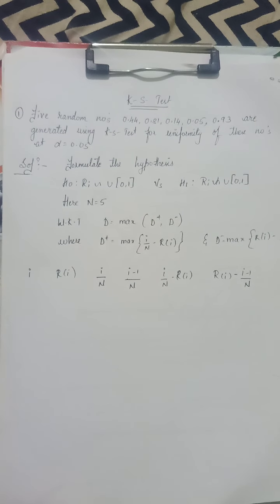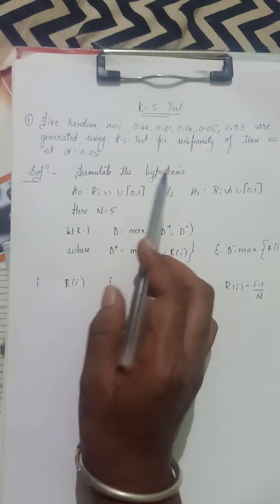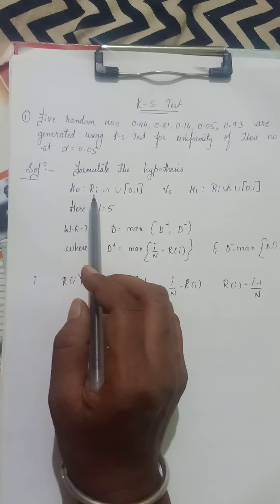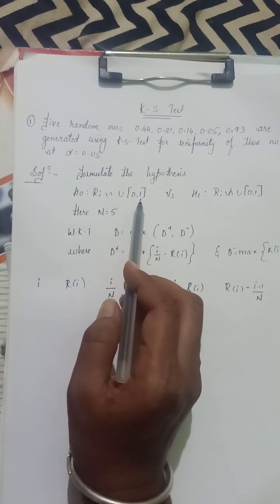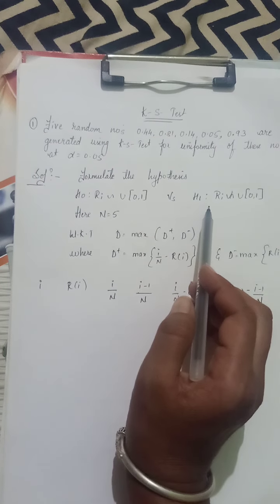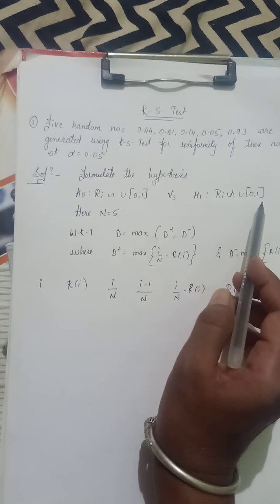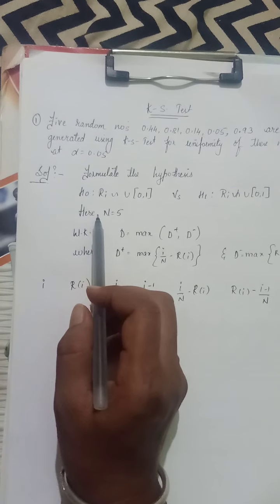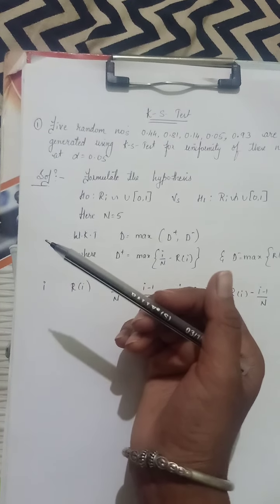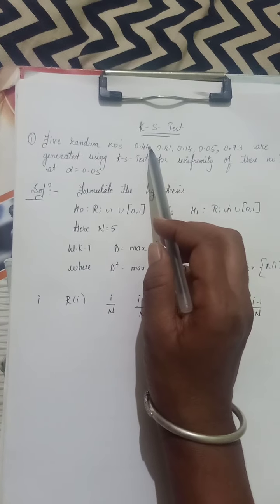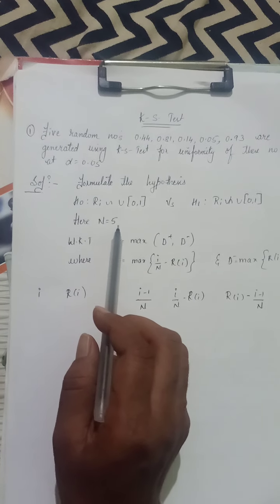So the first step is to formulate the hypothesis. That is, hypothesis H0: random numbers are uniformly distributed between 0 and 1, versus hypothesis H1: Ri is not uniformly distributed between 0 and 1. Now here n is nothing but the number of random numbers they have given. You can see there are 5 numbers, 1, 2, 3, 4 and 5. So n will become 5.